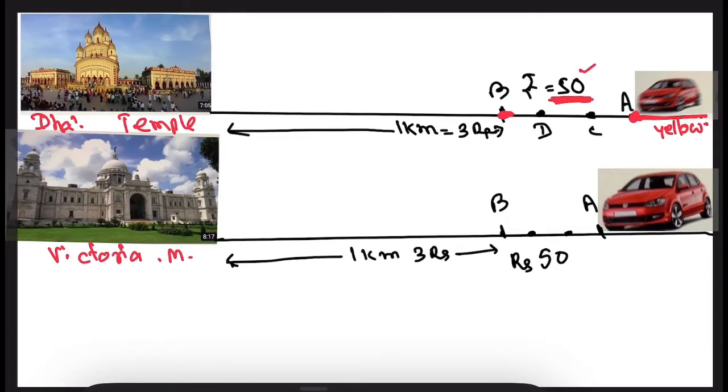Suppose you are sitting here and your car started at place A, then if you go to B, he will charge 50 rupees. If you want to get down at C, you also pay 50 rupees. If you want to get down at D, he will also charge only 50 rupees. Up to place B, let us say 10 kilometers, if you travel 2 kilometers, 50 rupees. If you travel 4 kilometers, 50 rupees. So up to B he will charge 50. After that, for every kilometer, how much will he charge?